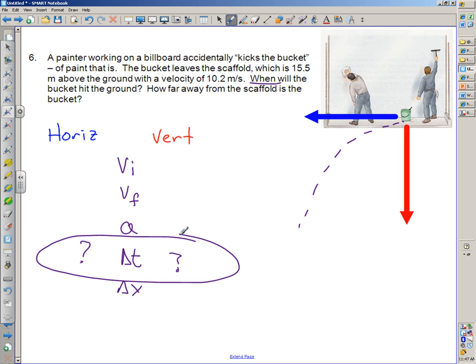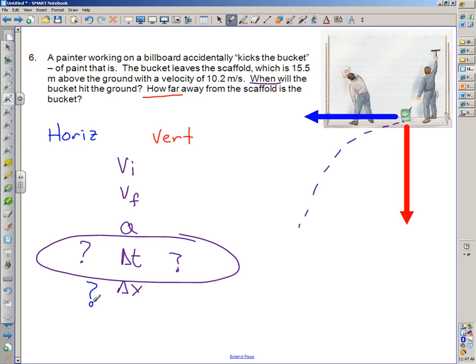The next thing that it wants us to know is what? How far is a displacement question, right? But how far away from the scaffold? Is it talking about vertical displacement or horizontal displacement? Horizontal, right? Vertical displacement, well, we'll get to that in a second. So, it's asking us for horizontal displacement. There are our unknowns as they fit into the table.